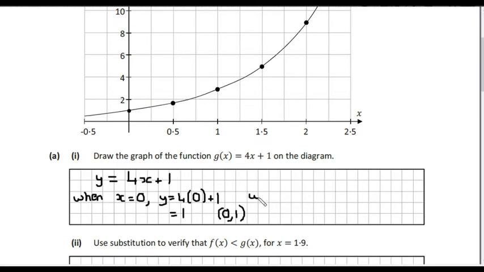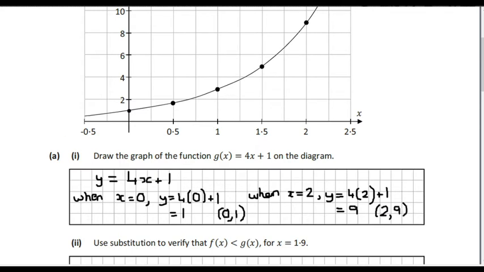Let's sub in, say, 2. So when x is 2, again you're going to replace x here with 2. So y is going to be 4 by 2 plus 1. And that is going to equal 9. So your second point then is going to be (2, 9).